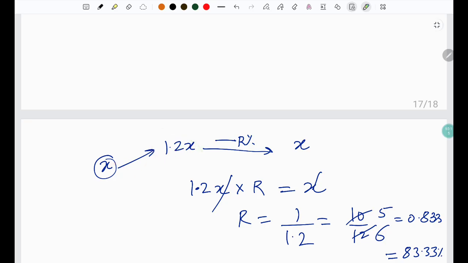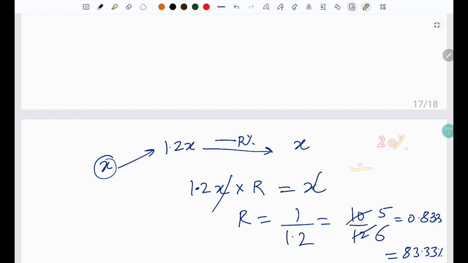Now it said that we have reduced it by r%, which made it back to x. So what I would have done is multiply that 1.2x by r, and this gave me x, which means r I can write as 1 over 1.2, 5 by 6, which is 0.833, or 83.33%, which means I have reduced the number by a percentage of 16.67%.